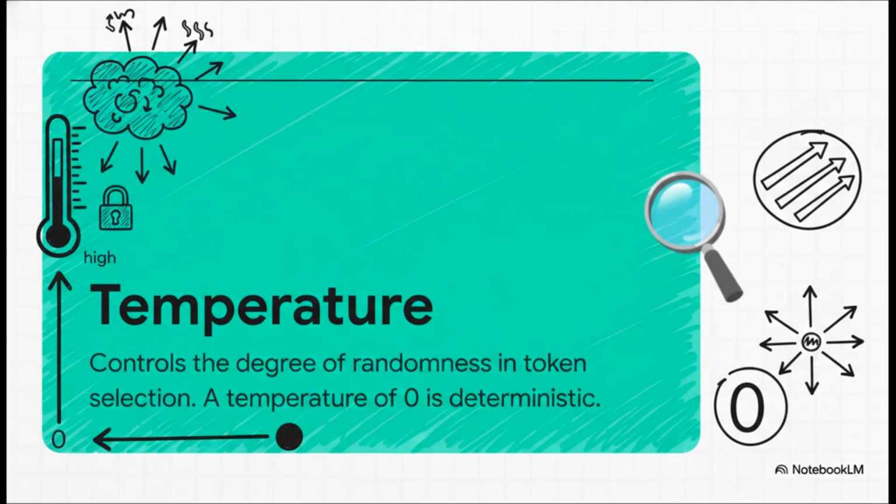So what's it actually doing? Well, temperature messes with the probabilities of the model's choices. If you set the temperature to 0, the model will always pick the single most likely next token. It's deterministic. It'll give you the same answer every time. But as you turn that dial up, the model gets a little more adventurous. It's more willing to take a chance on less likely words. And that's exactly where that creativity comes from.